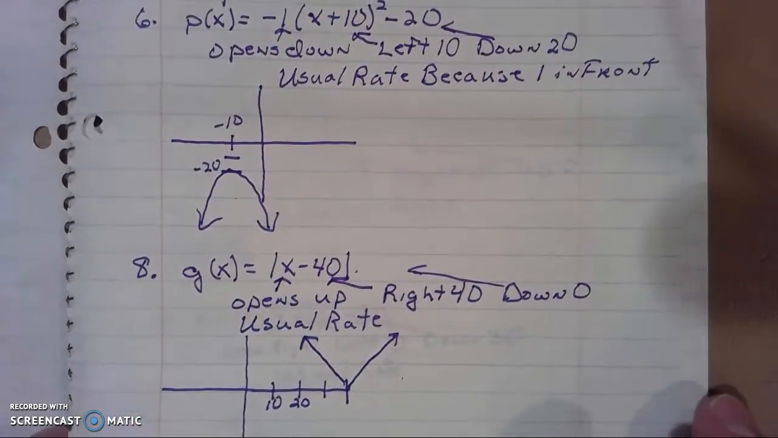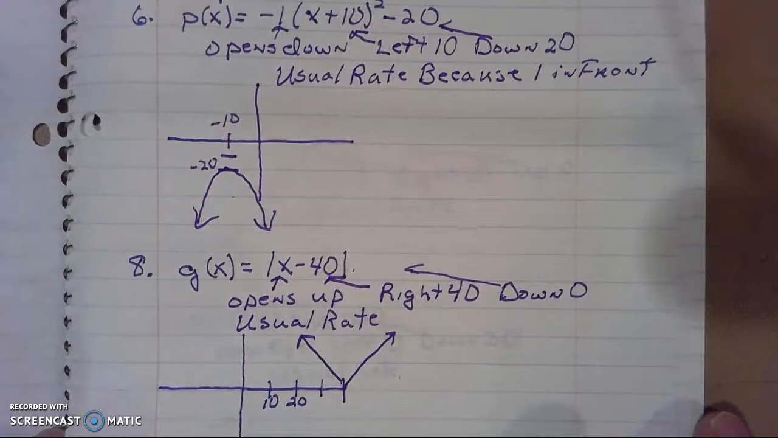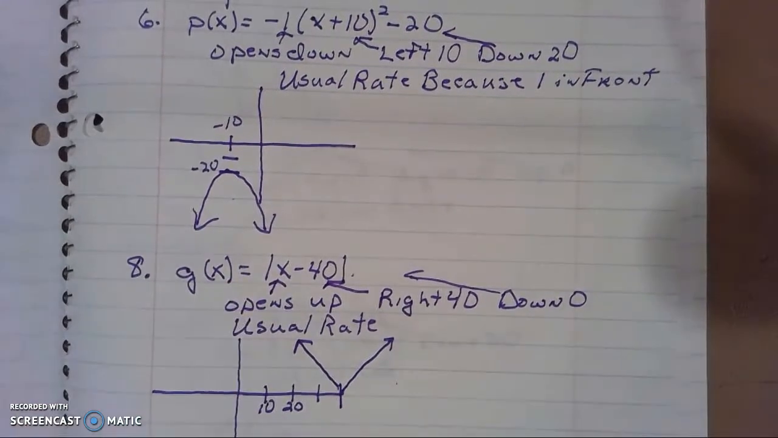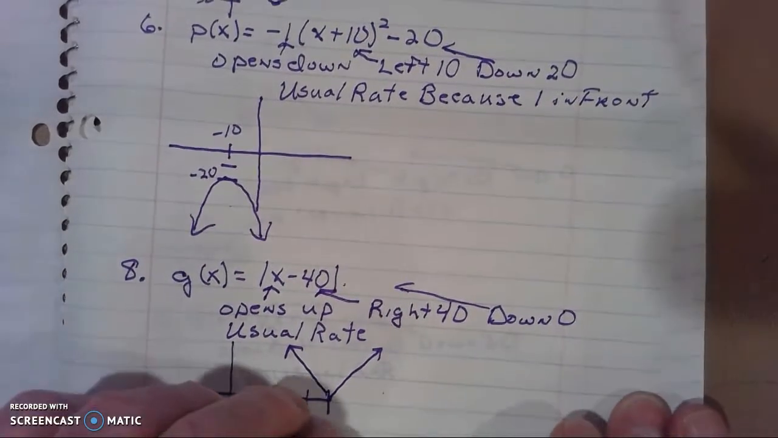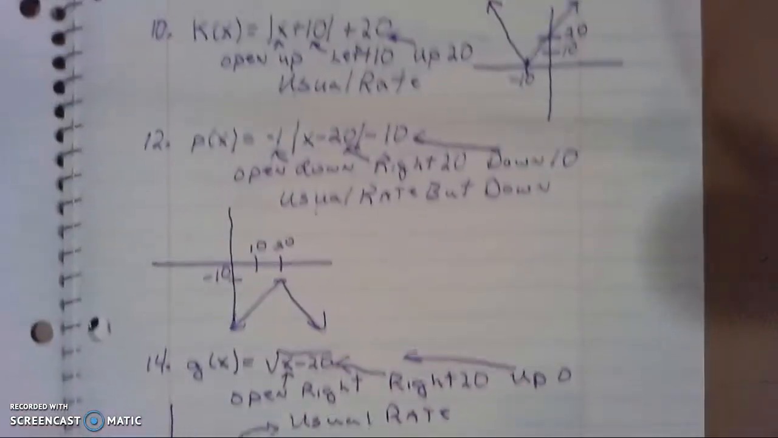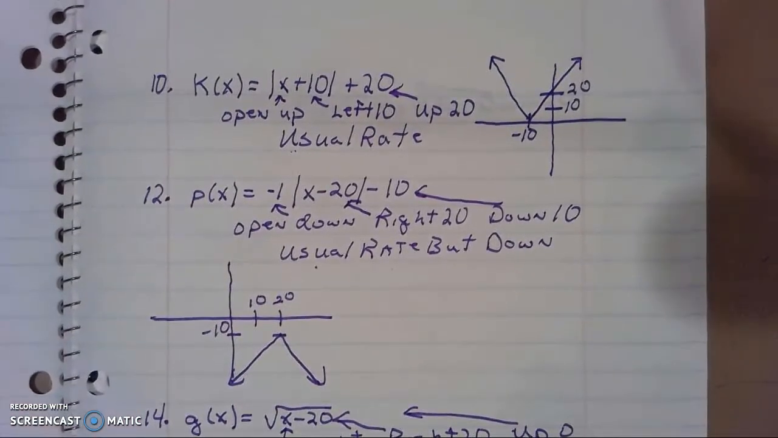Number 8, now we change to an absolute value. This is positive 1x, so the usual rate. This is a minus 40, so to the right 40, as I've shown here. Not up or down at all. That's number 8. Number 10, another absolute value.